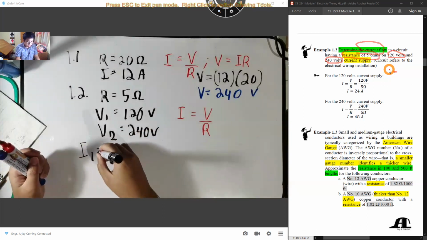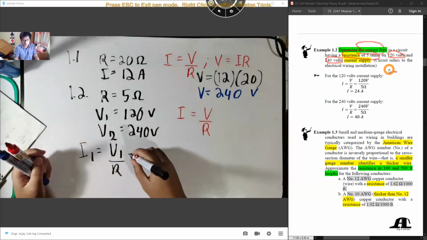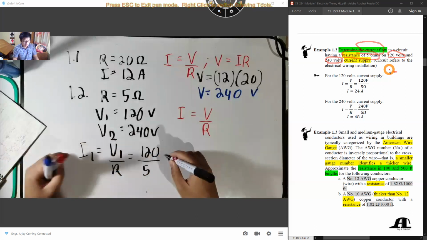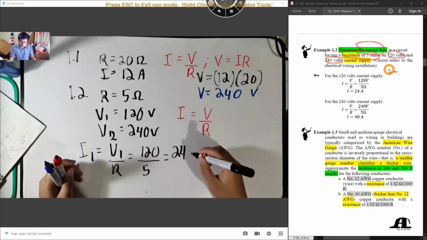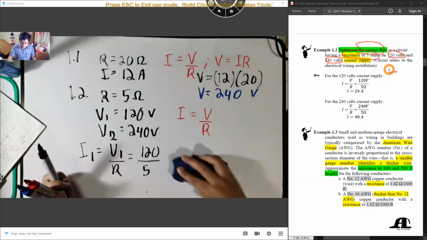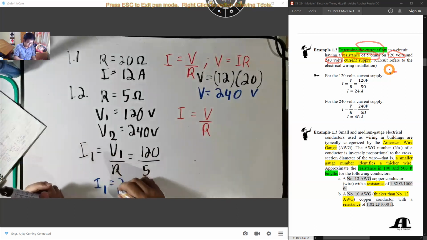Okay? So, para makuha natin class yung I1, so ito lang yung working formula natin class, no? So, I1 class natin is equal to, so syempre dapat V1 class over yung resistance natin. So, 120 class all over yung resistance natin class na 5. So, yung first current natin class is 24 amperes. Okay? So, I1 natin class is equal to 24 amperes.